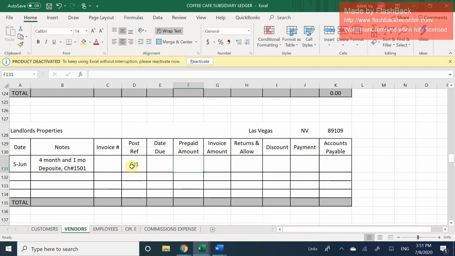Okay? But in our terms, it's because we're making an advance payment for rent. But in this case, we're not doing that because we paid the whole thing off. There's no purpose to create a prepaid account if you paid the whole thing already. Okay, so we're gonna skip that and we're gonna go to invoice amount. Invoice amount was $7,500. Okay, that's how much they charged us, and that's how much we're gonna pay them. Did we return anything? No. Did we discount? No. Did we make a payment? Yes, we did.